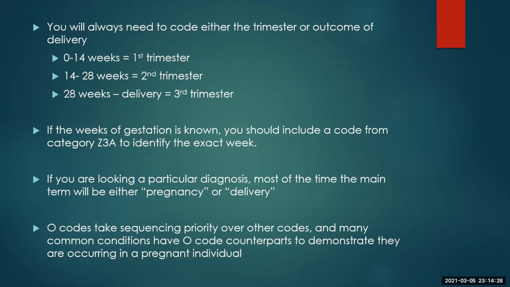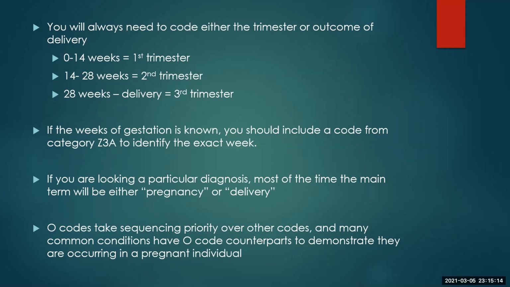Oftentimes they'll just say first trimester, second trimester, etc. But sometimes they will give you the weeks of gestation. If you do know the weeks, then you need to include a code from category Z3A, and I'll go into more detail on that later, so you know the exact week. Oftentimes this will come into play with deliveries. If the mother delivers at 37 weeks versus 39 weeks, there's actually a lot of different things going on there. So insurance might want to know, and it's just good for the medical record to make sure they know at what time in their pregnancy they delivered.